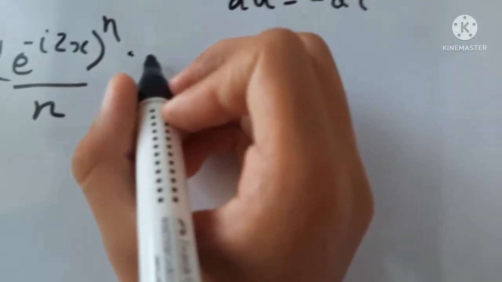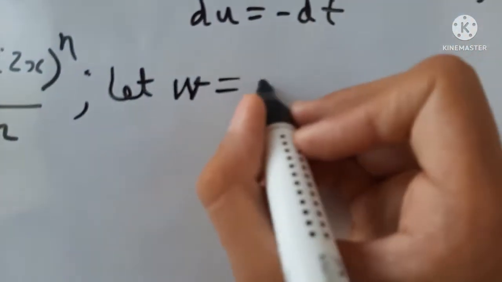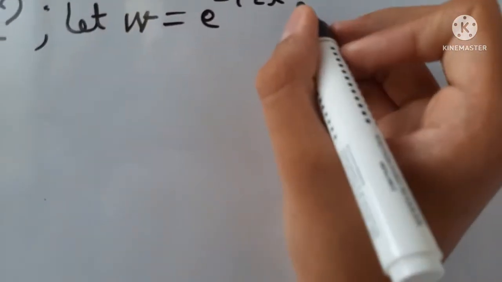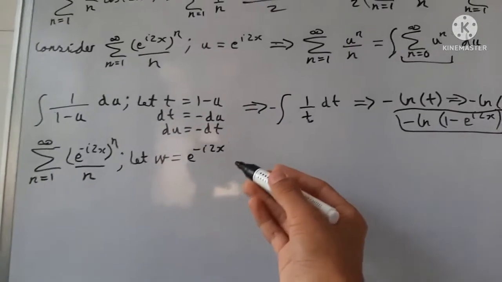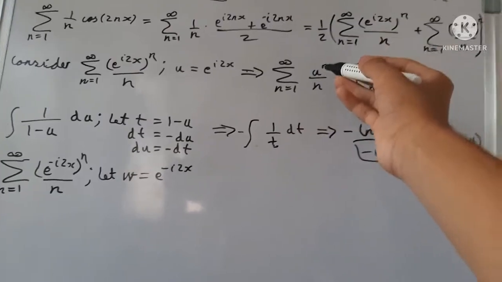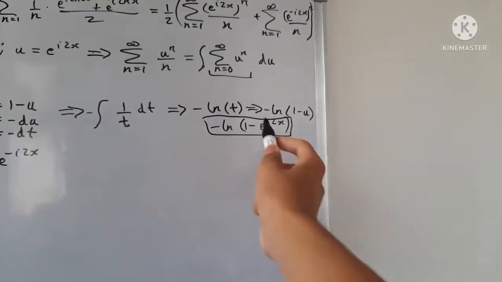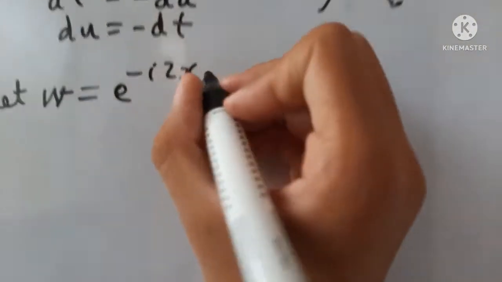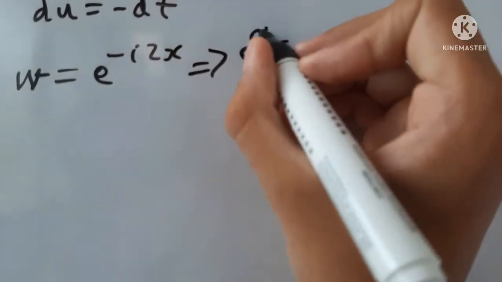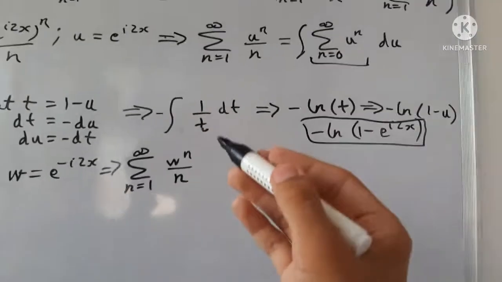So let w equal e to the minus i 2x. And from here you get the sum from 1 to infinity of w to the n upon n. But that's the same thing, you integrate and you get back here. But I'm still going to write the first step. I'm writing till the sum, and then it's literally the same procedure. So w to the n upon n.